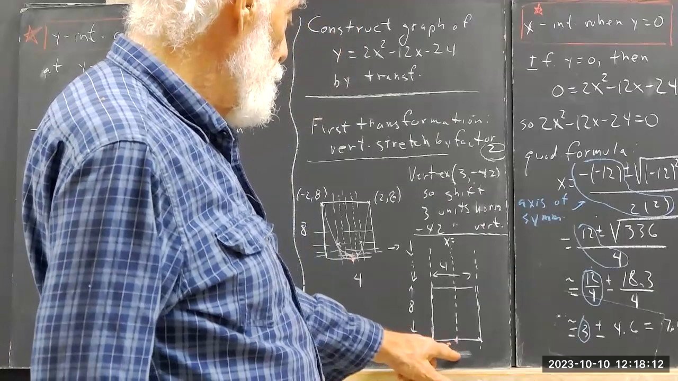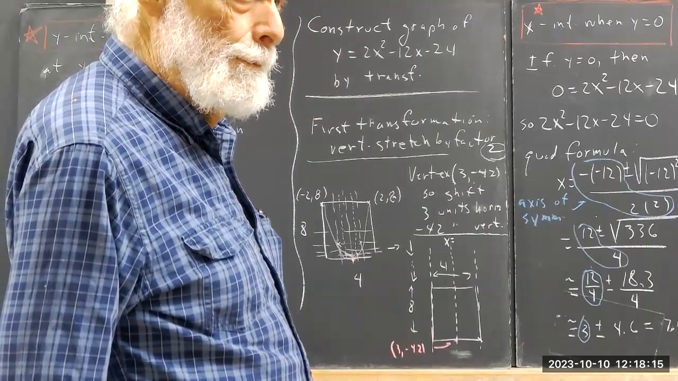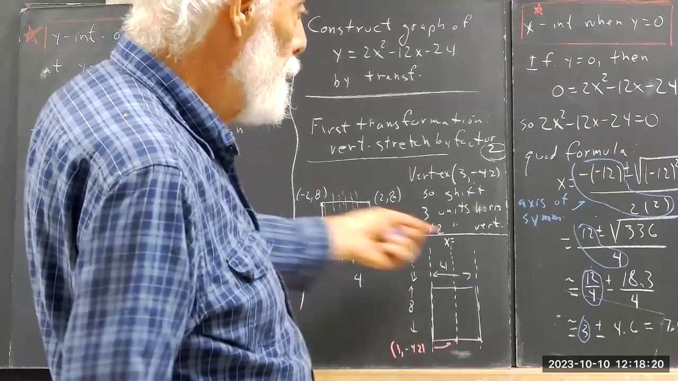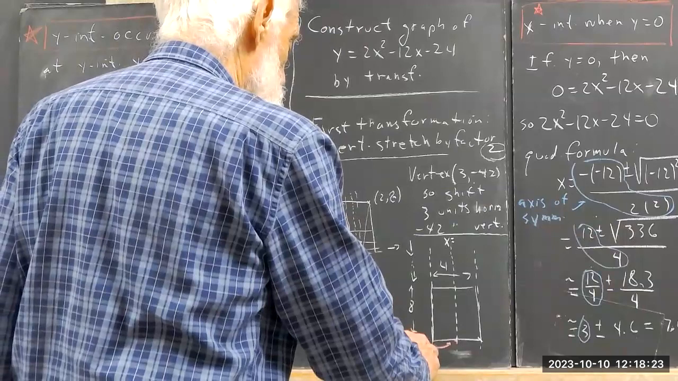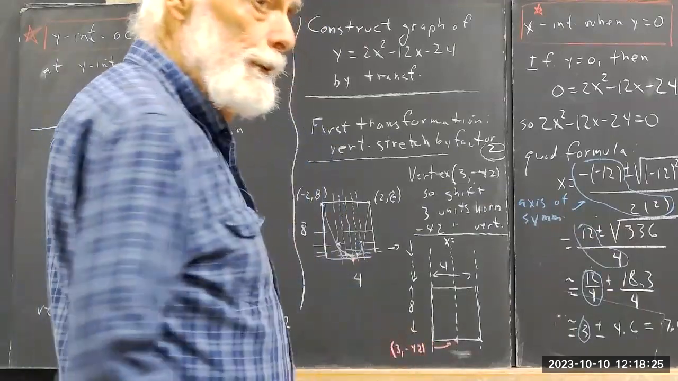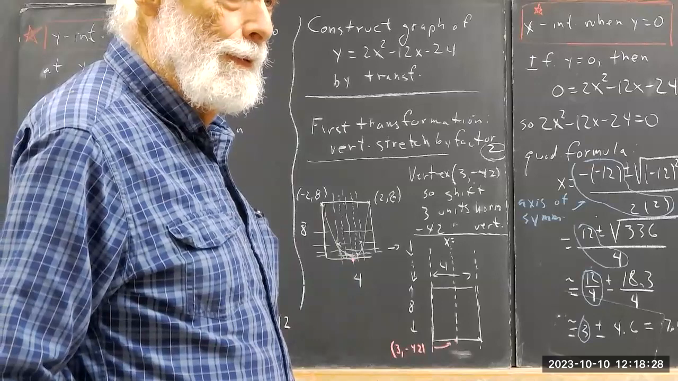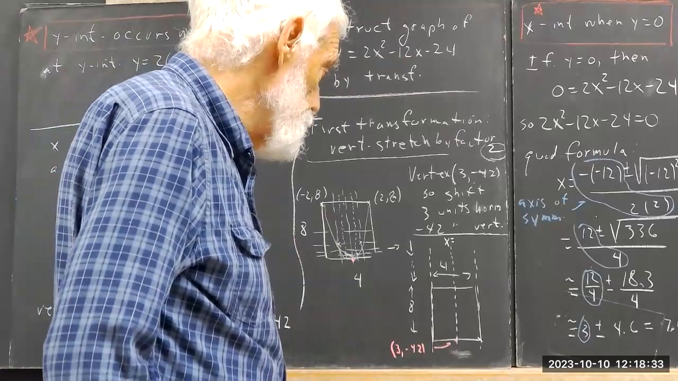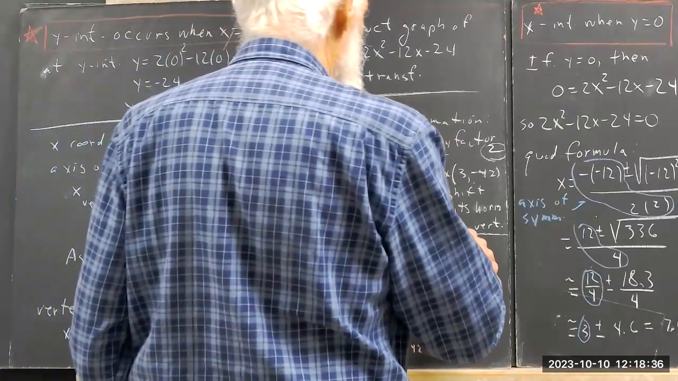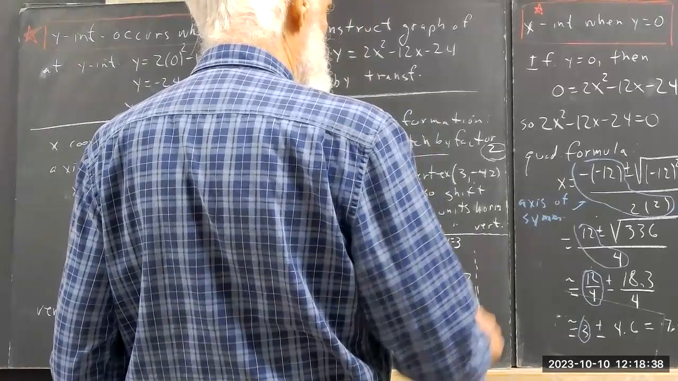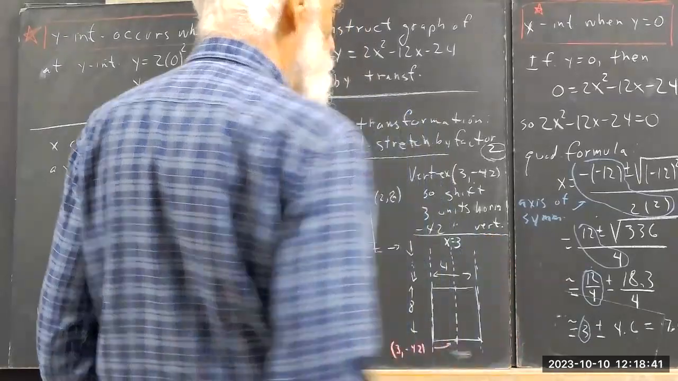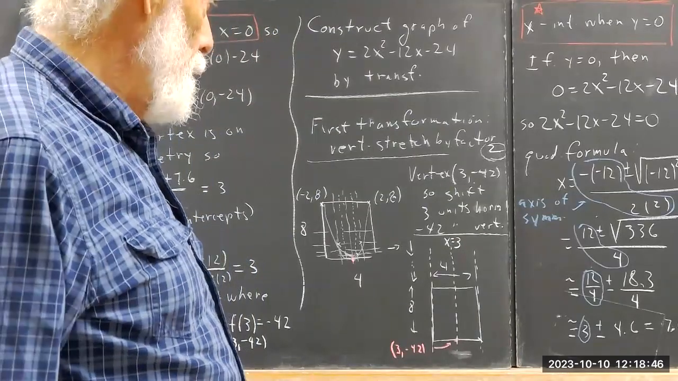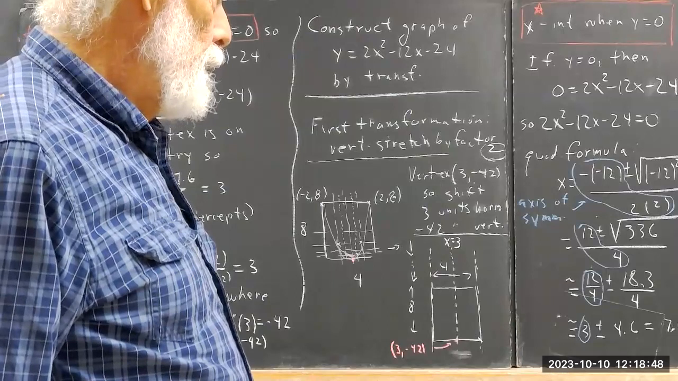So what's the x coordinate of this point? Well, that point's the vertex of the transformed graph. That point's got to be 3, -42. What's the x coordinate? 3. So this line here is x equals 3. What about this dotted line? X equals what? Close, not quite.